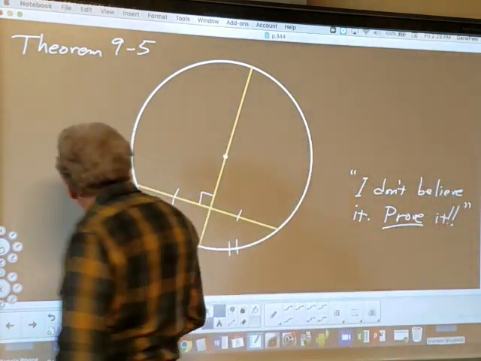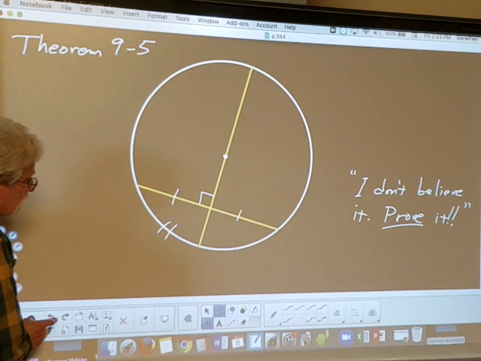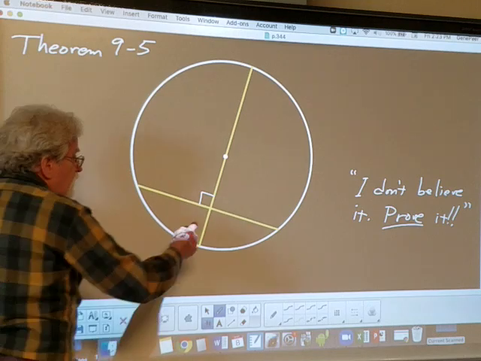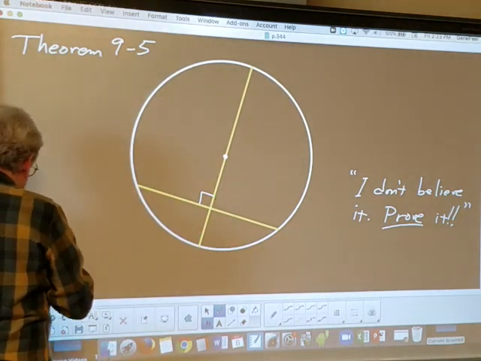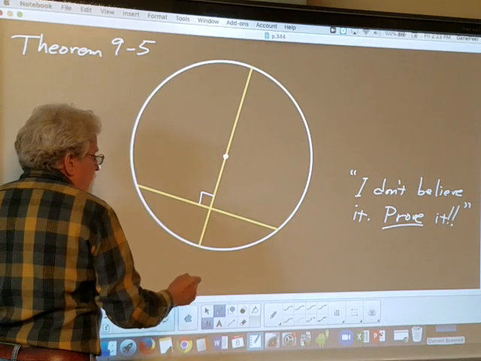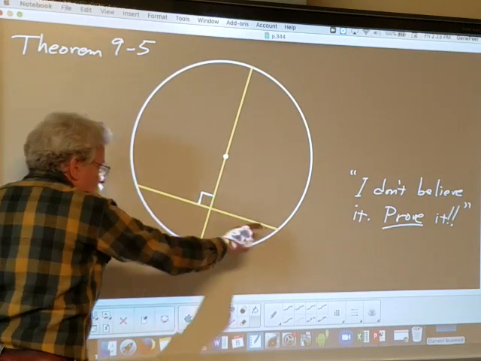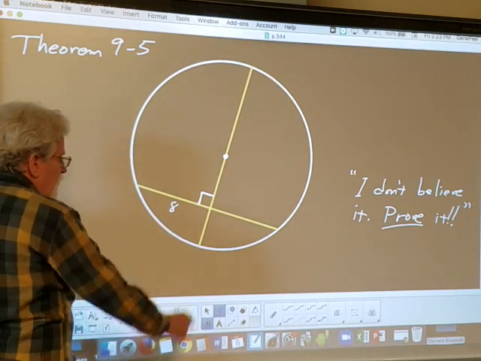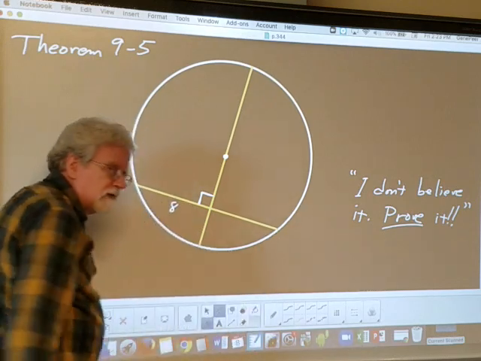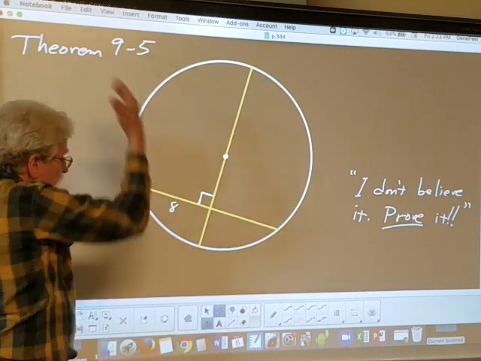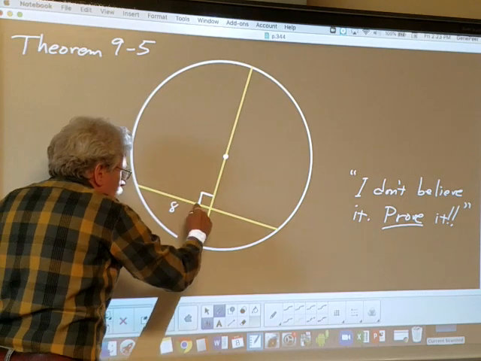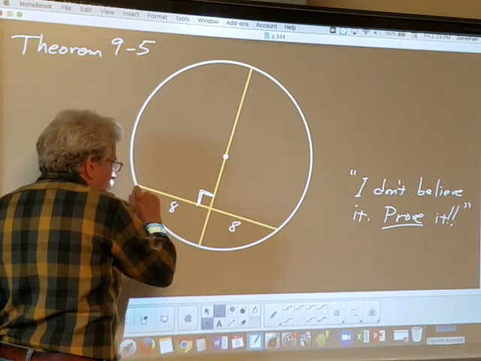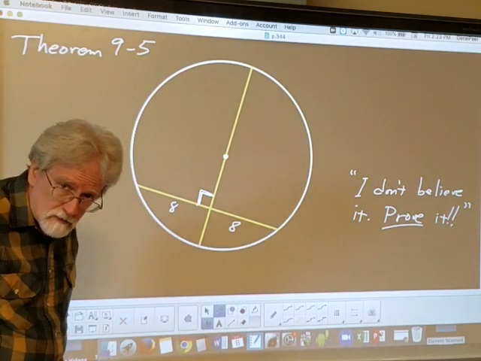So in other words, taking away my clever little marks here, if, for instance, all I know is that this is a diameter, it goes through the center, and I'm told it's perpendicular to this chord. Suppose somebody tells you this has a length of 8. Well, then what's the entire chord's length? Theorem 9.5 says that when a diameter is perpendicular to a chord, it will bisect the chord. So if that's 8, that must be 8, therefore the whole thing is 16.